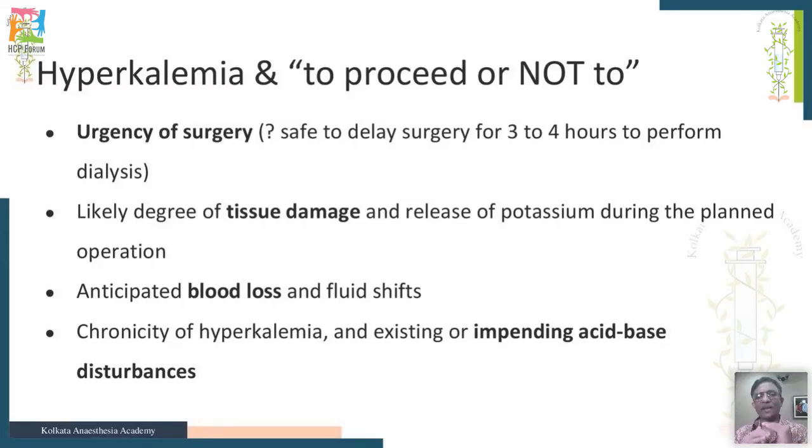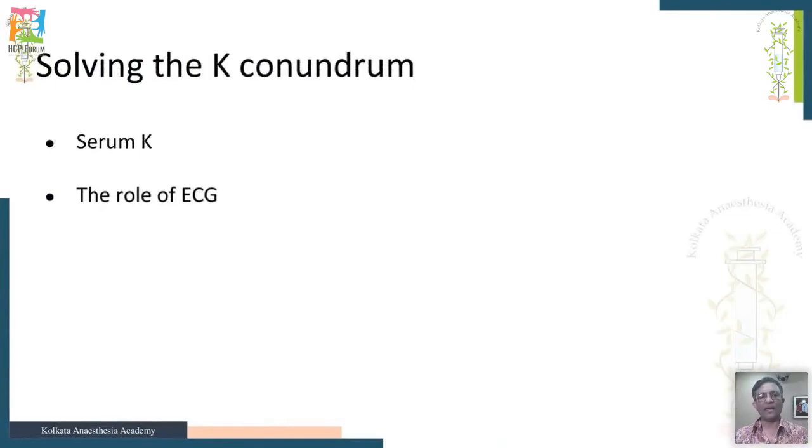What is the anticipated blood loss and fluid shifts? Again, this is in consultation with your nephrologist and your surgeon. You decide how much you don't want the person to go negative on the dialysis. And am I expecting an impending acid-base disorder, and do I have the time to get this person through dialysis? So these are the factors that should be borne in mind.